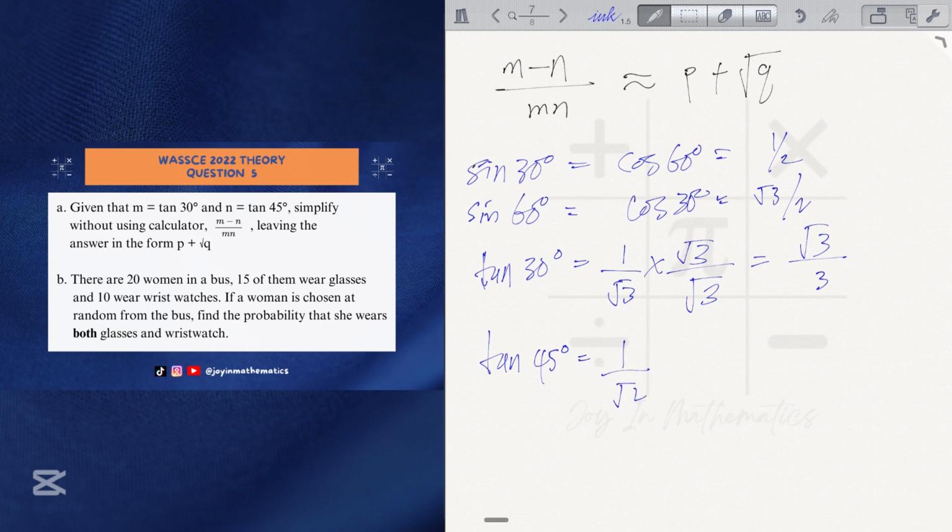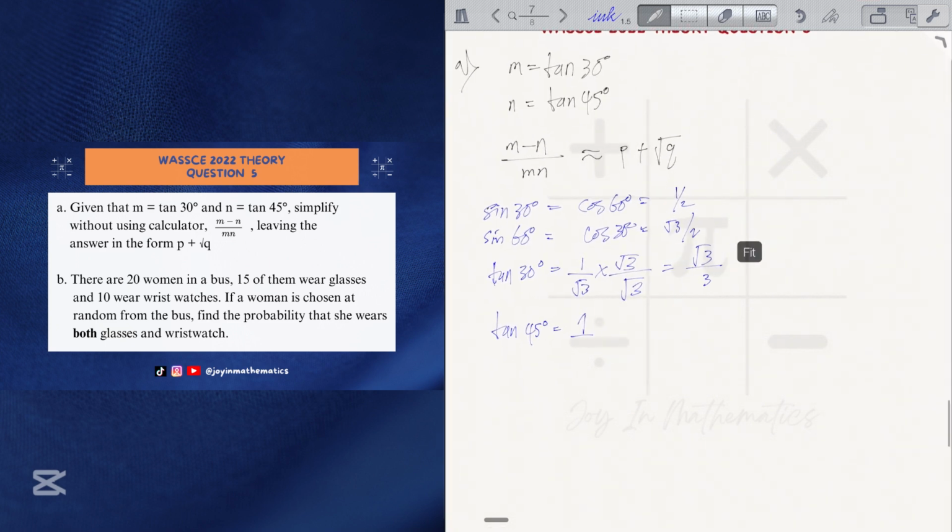And the same thing applies for tan 45 degrees, because tan 45 degrees is 1 over root 2. So when we multiply the numerator and denominator by root 2, however, tan 45 degrees is equals to 1.